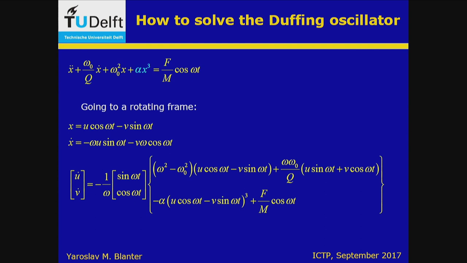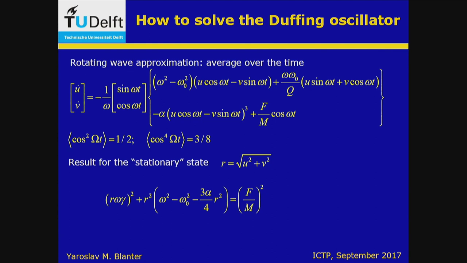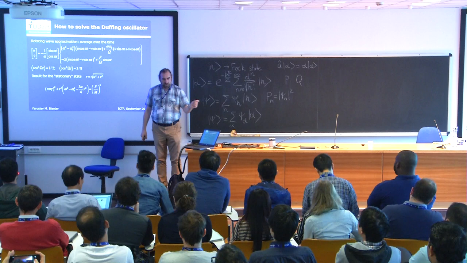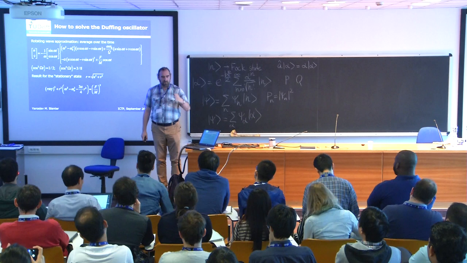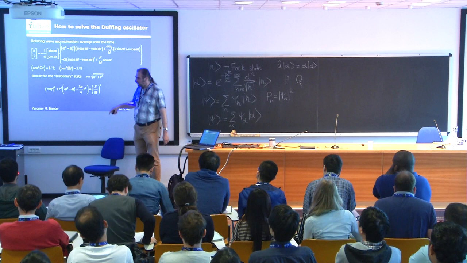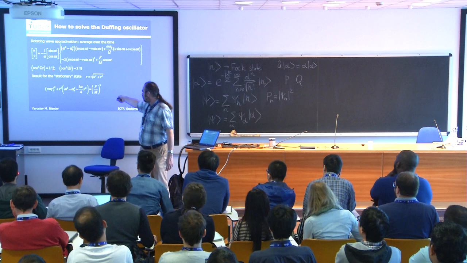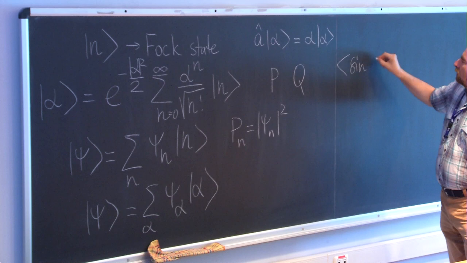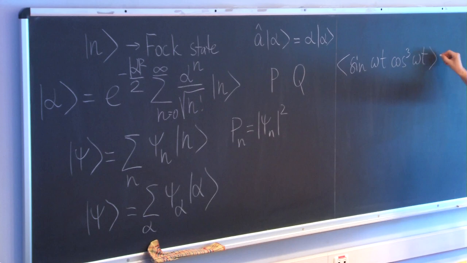Let me go to the next slide because I have it copied the same as we have seen. Then we do the rotating wave approximation. Technically speaking, we average the whole thing over time. And if we average it over time, all those fast oscillations disappear, and we only have terms which oscillate very slowly or don't oscillate. Then we just look at what are those few terms which don't oscillate. We had this cosine squared, which is on average 1/2, and cosine to the 4, which is on average 3/8. But then we have other things like sine omega t cosine cubed omega t, which is on average what? Zero. Good.